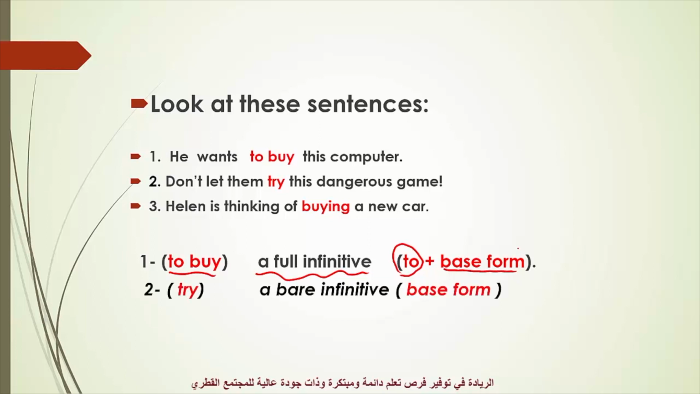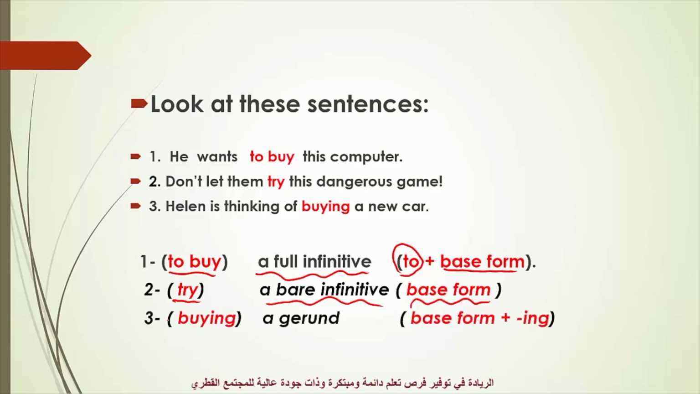In the second sentence, we have try, and this is what we call a bare infinitive. Bare infinitive means base form without to. In the third sentence, we have buying, and this is what we call a gerund. So the gerund is base form followed by ing, as in buying.